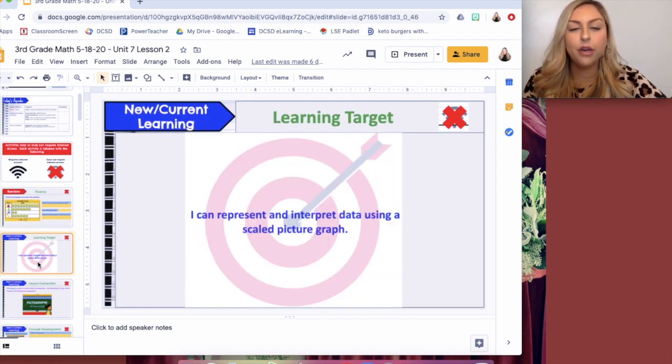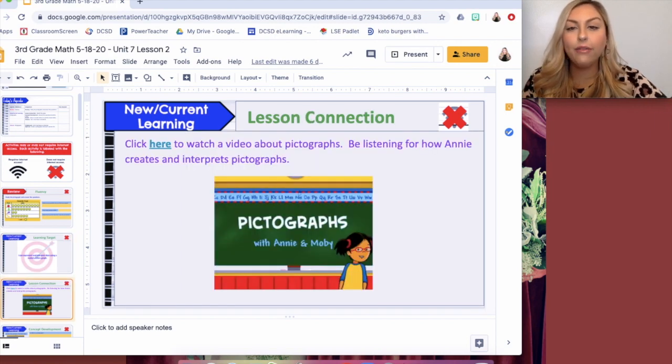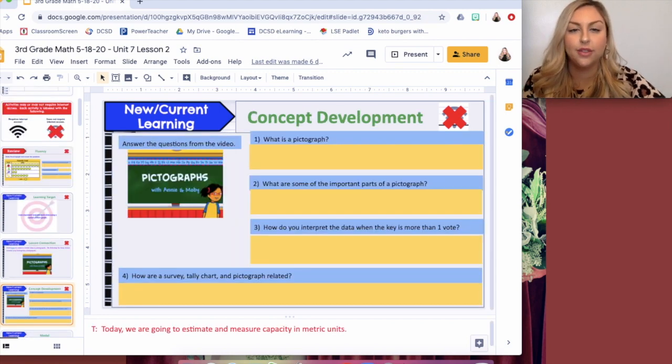All right, so today we're going to be focusing on representing and interpreting data using a scaled picture graph. If you have internet, I think this only works with internet, click where it says click here and you can watch a little video with Annie and Moby about pictographs. It says listen carefully for how Annie creates and interprets pictographs.